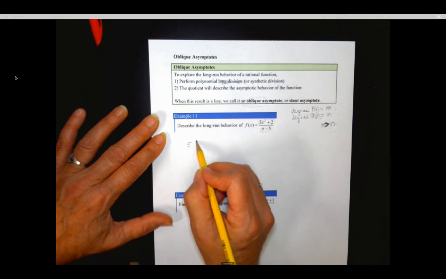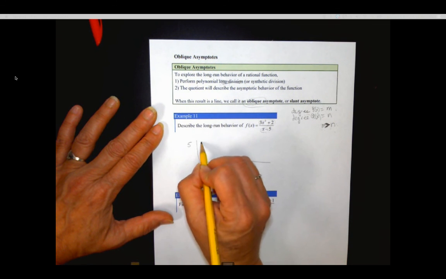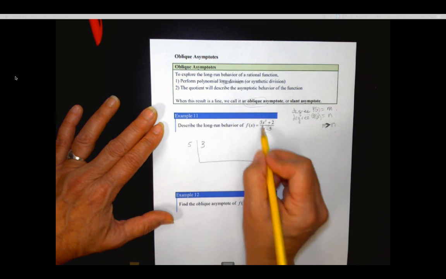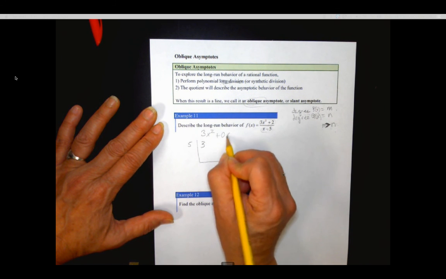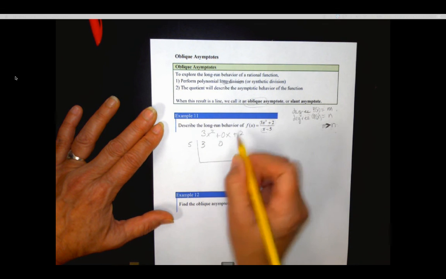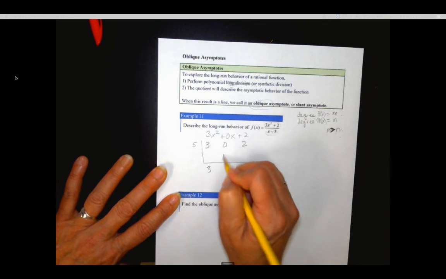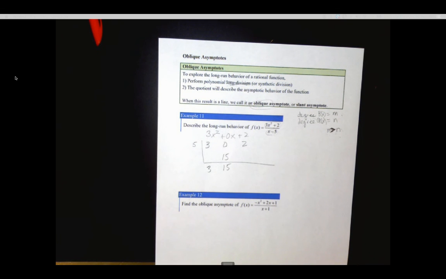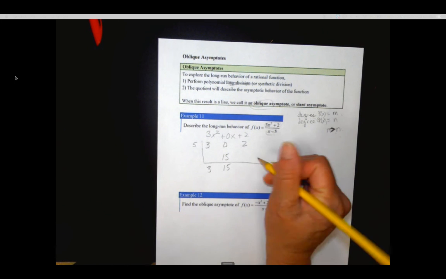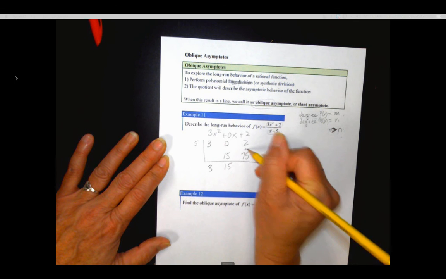So I put in a 5, and then 3x squared. Remember, when you write this, I have to account for every power. So 3x squared plus 0x plus 2. I have to have a placeholder for the x term. Drop the first term down, multiply, add, multiply. So 15 times 5, I should know that, 75. And then you add and you get 77.